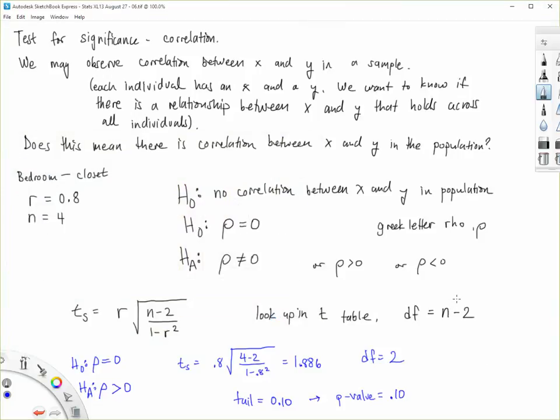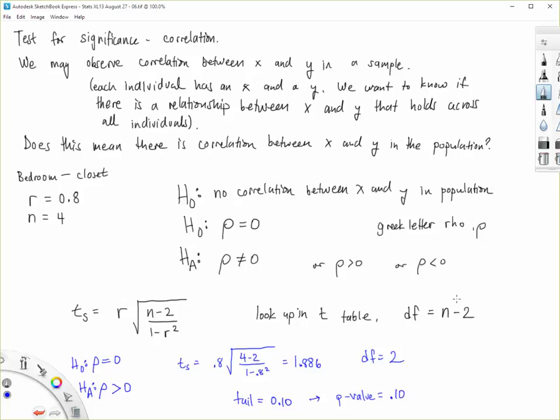Okay, and so now the question is, well, does this convince me that there's positive correlation between the number of bedrooms and the number of closets? Well, I would say if we're using alpha equal to 5%, which is kind of our standard, our p-value is not smaller than 5%. So we would say, no, this does not convince me.